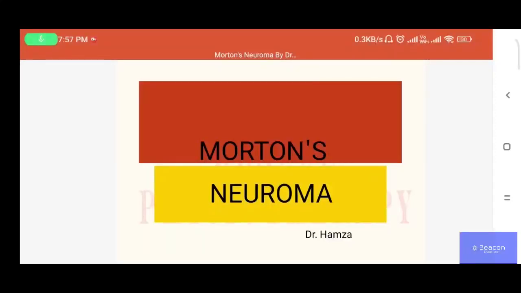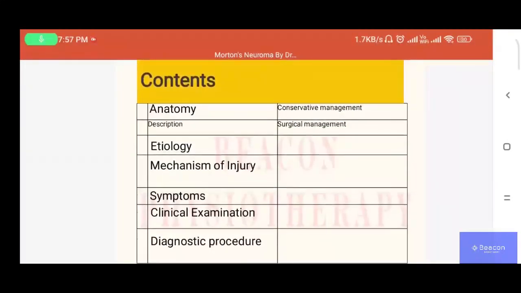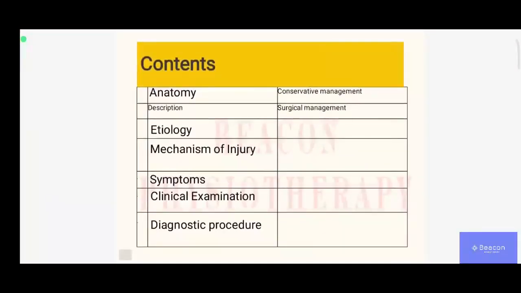Morton's Neuroma. Contents: anatomy, description, etiology, mechanism of injury, symptoms, clinical examination, diagnostic procedure, conservative management, and finally, surgical management.